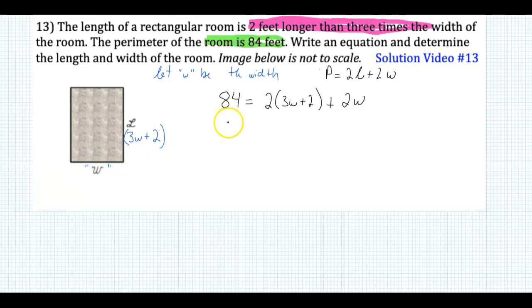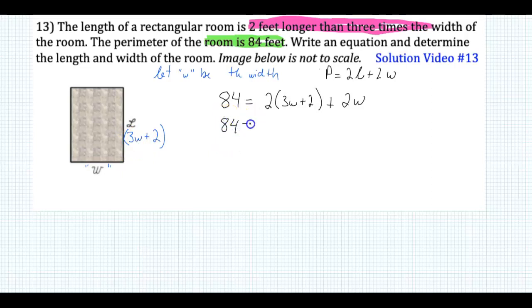All right, so now we're supposed to use this equation to solve. Let's just double check. We've got 2 widths. Yep, we know that the width is W. We've got 2 lengths. We know the length is 2 more than 3 times the width. All right, so let's go ahead and do that.